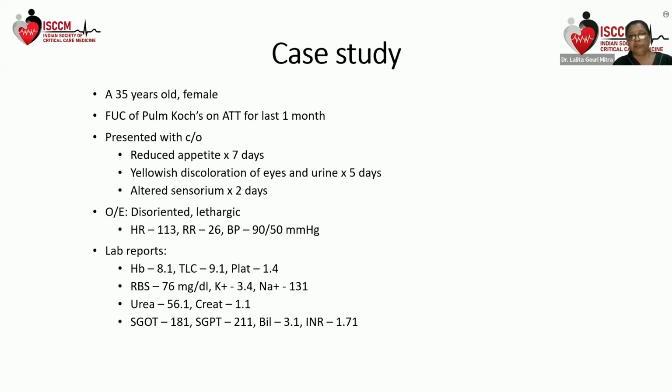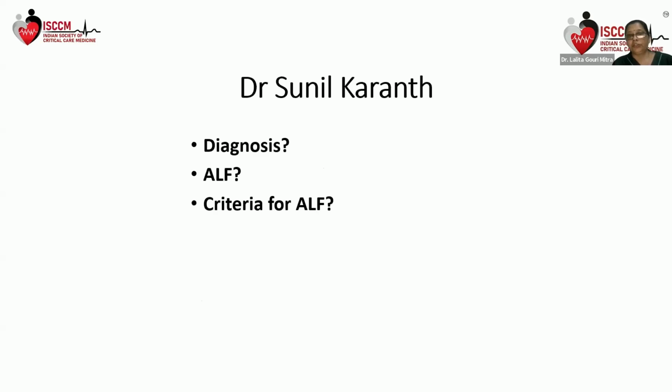Labs say that she has an Hb of 8.1, TLC of 9.1, and platelets of 1.4. Her sugars are 76, potassium and sodium so far are okay. Urea creatinine is fine. SGOT is 118, SGPT is 211, bilirubin is 3.1, and INR is 1.71. Dr. Salim, what is the diagnosis? What do you call this, ALF, and what is the criteria for ALF?